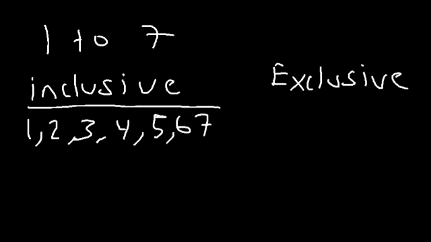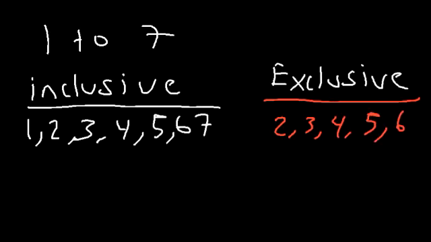So list all the integers between 1 to 7, inclusive and exclusive. So inclusive, that means including 1 and 7, so it's 1, 2, 3, 4, 5, 6, and 7. Exclusive, you're not including 1 and 7. You're excluding them out of the list, so it's going to be 2, 3, 4, 5, and 6. So now you know what these terms mean.